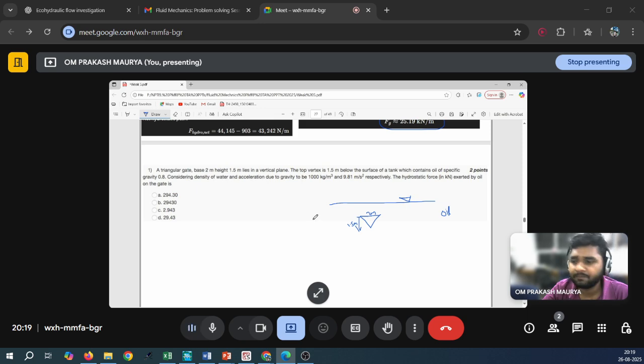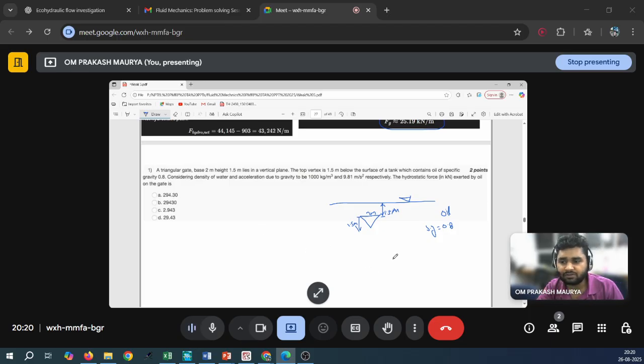Height is 1.5 meter, and the distance from the top is 1.5 meter. So this is the question. Now this is 1.5 meter, and the specific gravity of the oil is 0.8. Considering the density of water and acceleration due to gravity, everything is constant, so 1000 and 9.81. The hydrostatic force you need to calculate here.